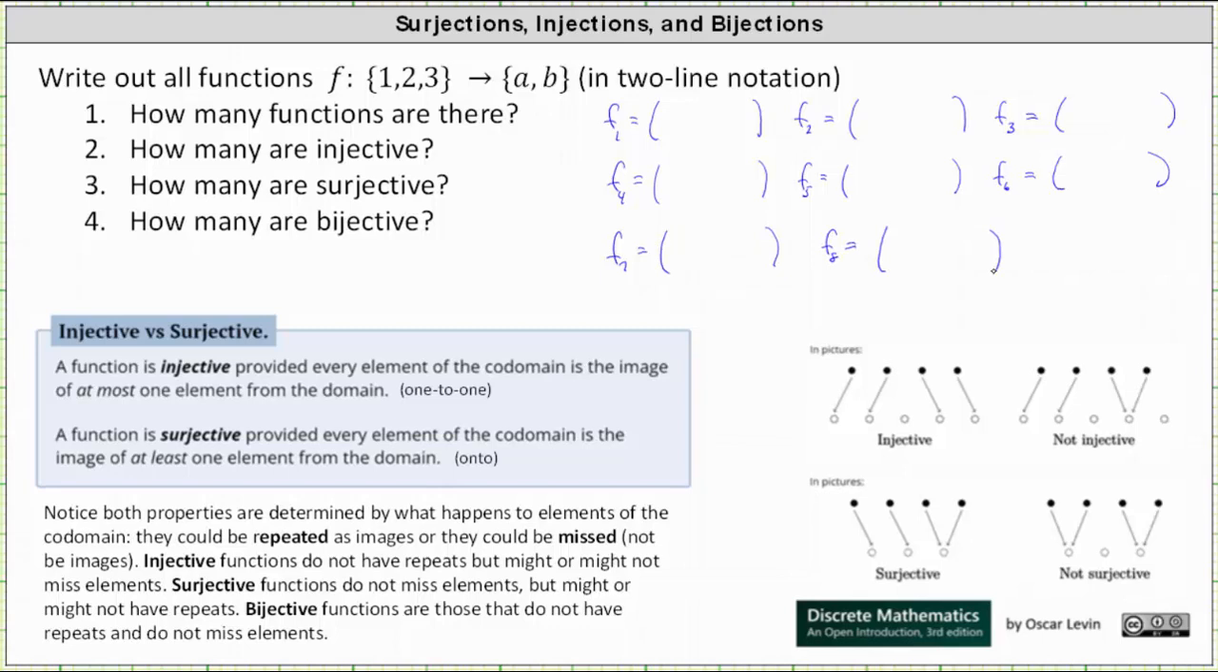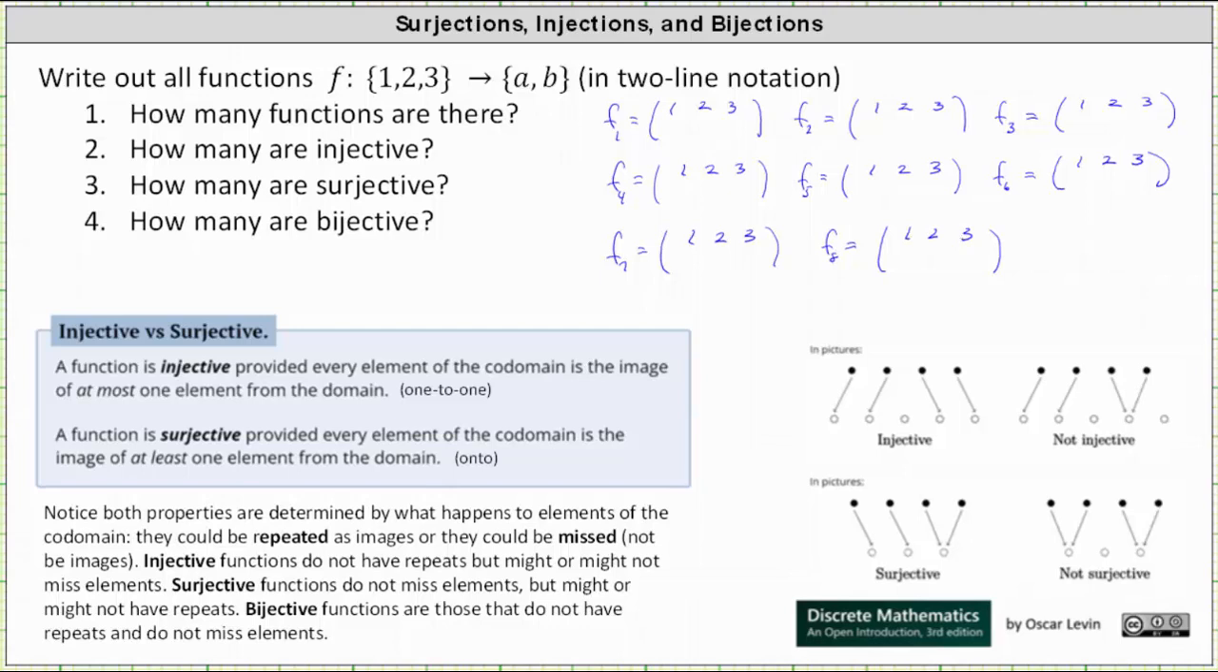Each of the functions has 1, 2, and 3 as inputs, which go in the first row of the matrix for two-line notation. And now to determine the outputs. The outputs come from the codomain, which is a set with elements a and b.